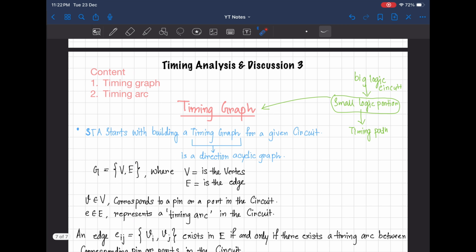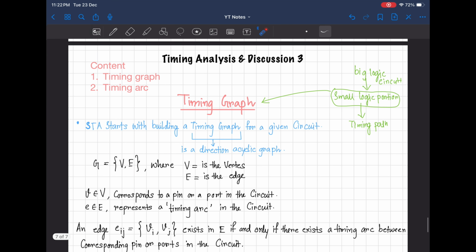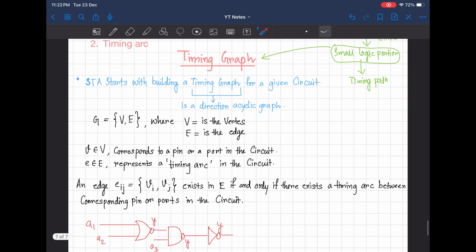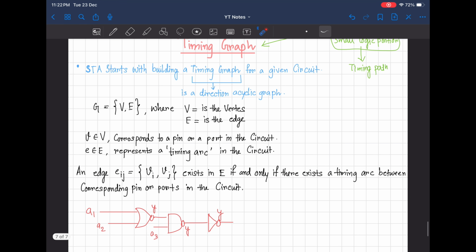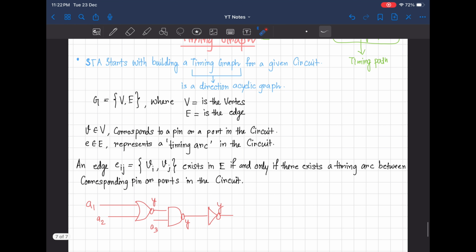Okay, now let's come to the mathematical way you can represent the graph. It's very simple. Whatever the graph is, it is a representation of vertices V and edges E, where V is the vertices and E is the edges. A small v corresponds to a pin or port of the circuit, and a small e is the timing arc. The timing arc is also an important concept, we'll cover it later.